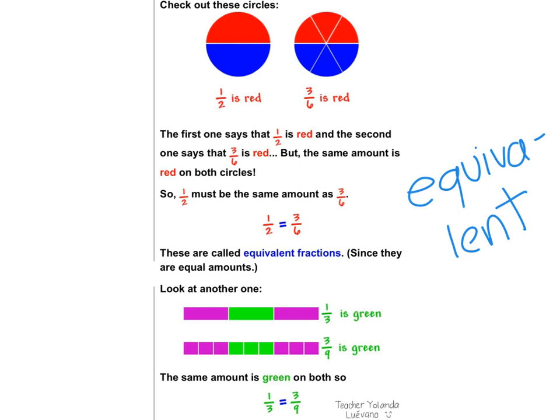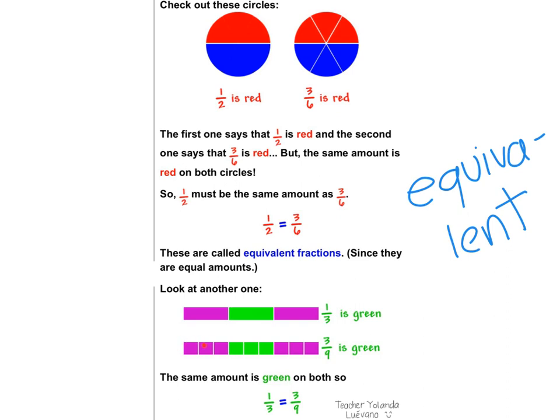Look at another one. Here we have two rectangles, but look, the same area is colored in green. But here we decided to divide it into 3 parts. So that means that 1/3 of it is green. Pay attention, this is a third. Like first, second, third. 1/3 is green. And here we have 3/9 is green. Why 3/9? Because this is divided in 9 parts.